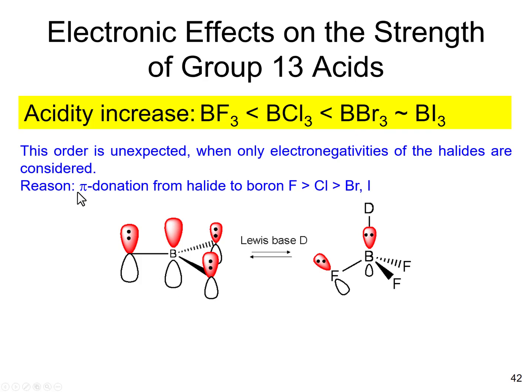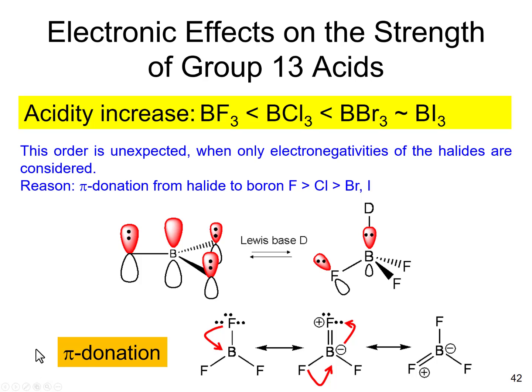And the reason behind that is that we have to consider something which is called pi donation from the halide to the boron. And the ability to donate pi electrons to the boron is actually increasing from fluoride over chloride to bromide. Now this is depicted here. So here we have an example of pi donation. As you know, each of the halides would still contain 3 lone pairs after it's bound to the boron. And each of these lone pairs can actually overlap with the boron to form a partial double bond in this case.